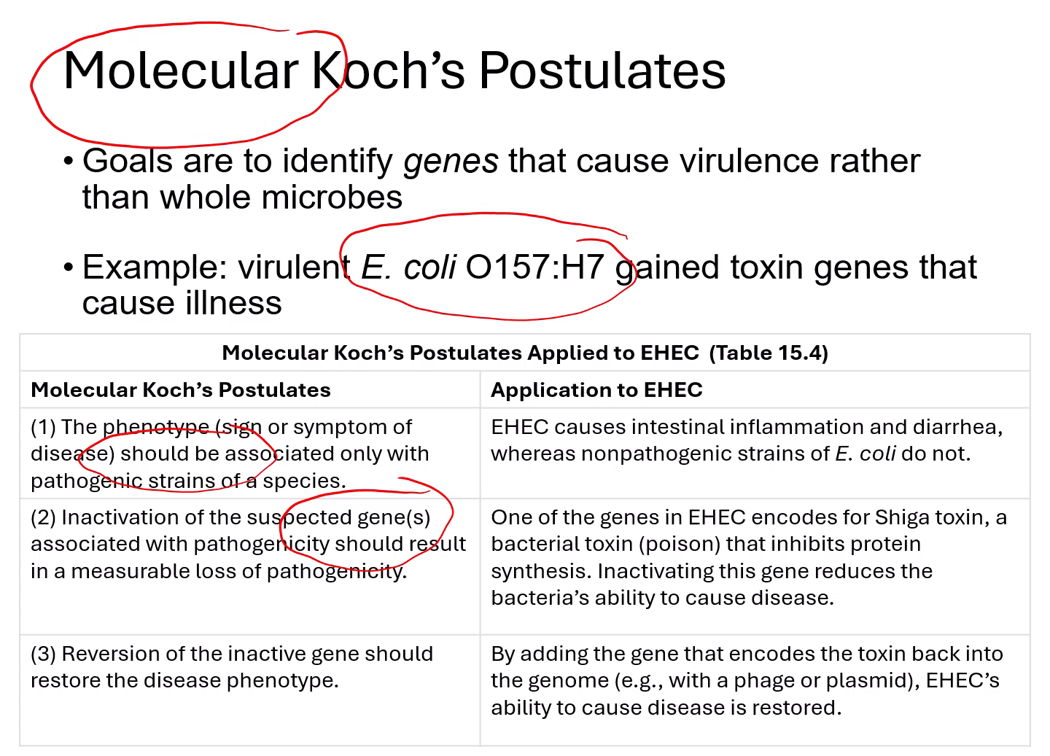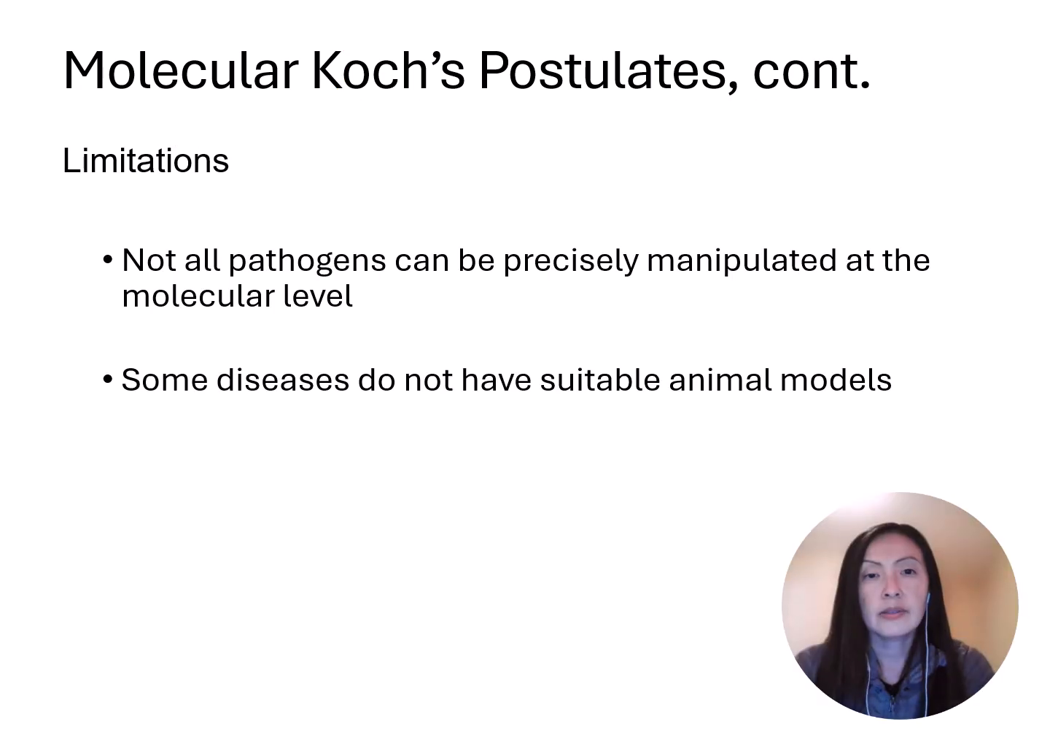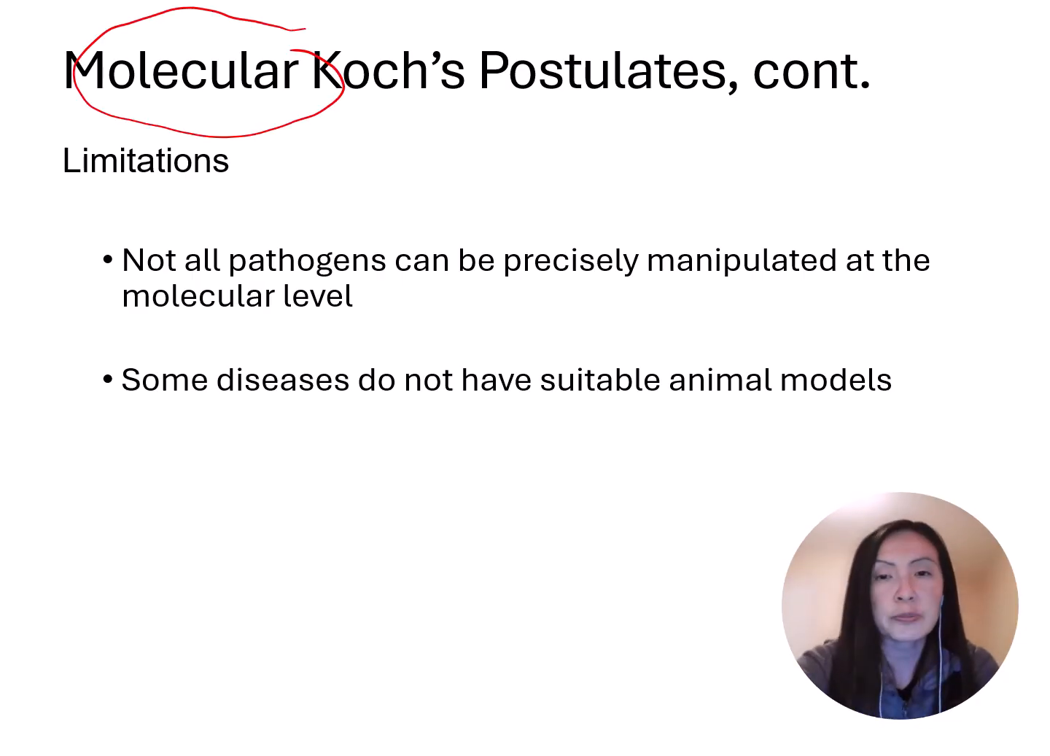If we knock out that gene, then the strain becomes less virulent. But if we add that gene back in, the virulence returns. And this genetic approach allowed us to pinpoint, or still allows us to pinpoint, how pathogens cause damage. So it still has limits as well, since not all microbes can be manipulated or tested in animals. So just as there are limitations to Koch's regular postulates, there are also limitations to molecular Koch's postulates.